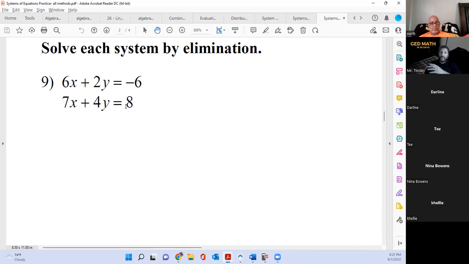Okay, so again, your first step is you want to get rid of one of the variables. So when you look at 6x and 7x, I don't know what number I'd have to multiply 6 and 7 by to get rid of them. What I do know is the opposite of 4 is what? What's the opposite of positive 4? Negative 4. So if I want this term here to be negative 4, I would have to multiply it by what number? What number times 2 would give me negative 4? Negative 2. So I'm going to multiply this first equation by negative 2.